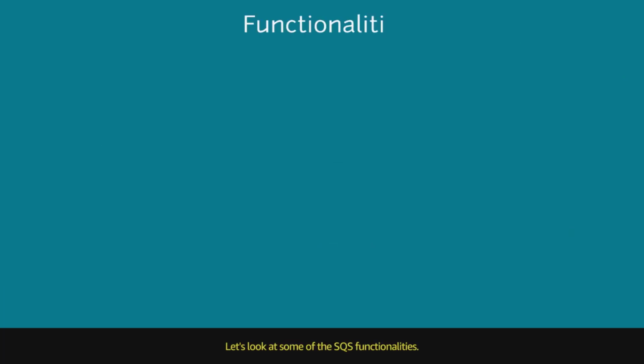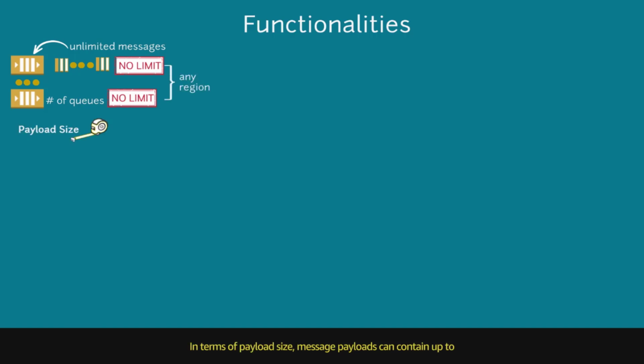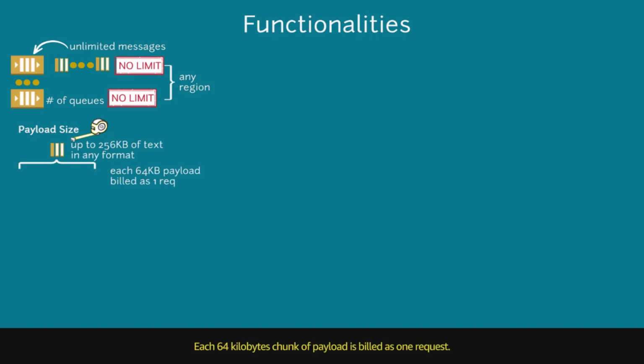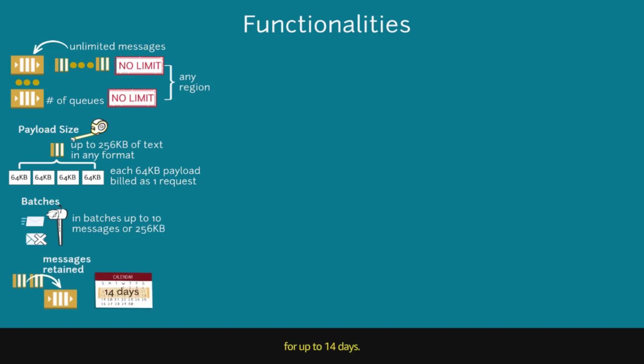Let's look at some of the SQS functionalities. You can create unlimited Amazon SQS queues with an unlimited number of messages in any region. In terms of payload size, message payloads can contain up to 256 kilobytes of text in any format. Each 64 kilobytes chunk of payload is billed as one request. Batch operation is also available. You can send, receive, or delete messages in batches of up to 10 messages or 256 kilobytes. Messages can be retained in queues for up to 14 days.